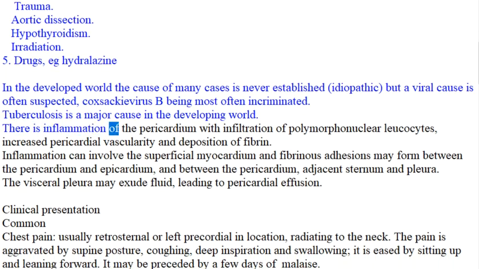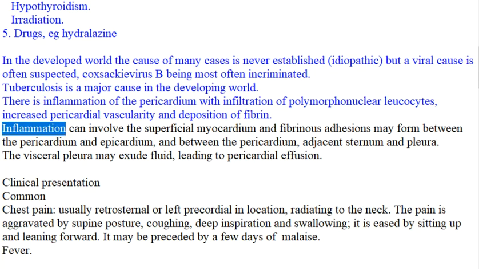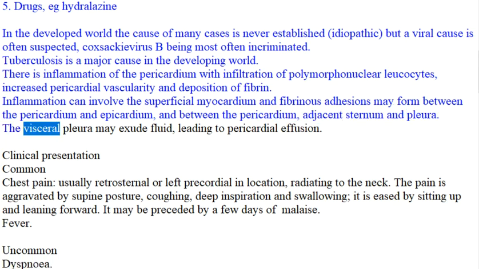There is inflammation of the pericardium with infiltration of polymorphonuclear leukocytes, increased pericardial vascularity and deposition of fibrin. Inflammation can involve the superficial myocardium, and fibrinous adhesions may form between the pericardium and epicardium, and between the pericardium, adjacent sternum, and pleura. The visceral pleura may exude fluid, leading to pericardial effusion.